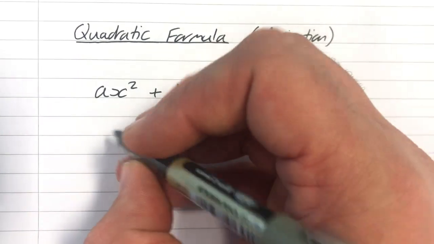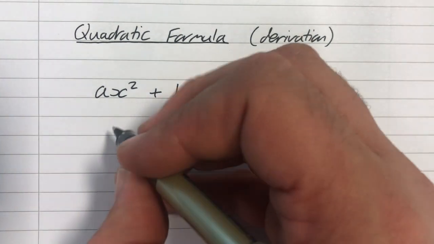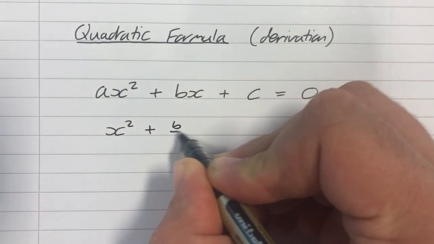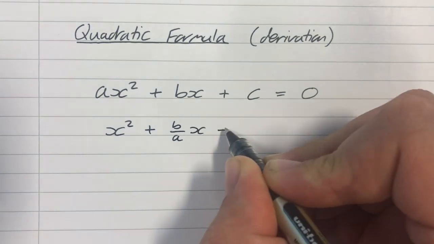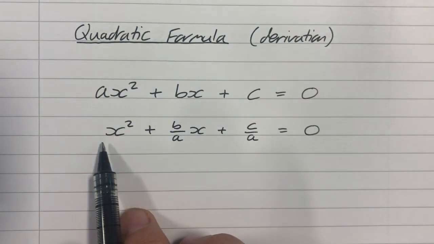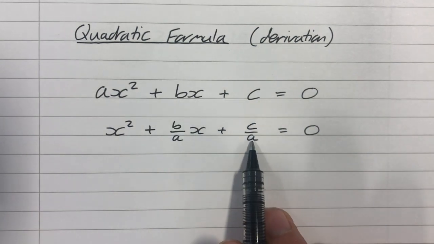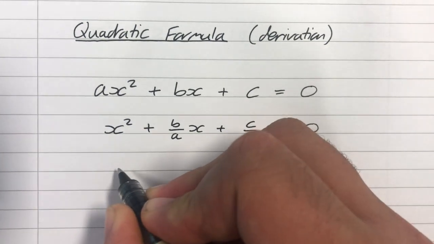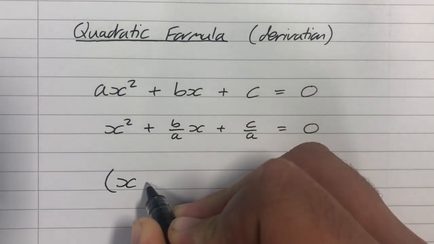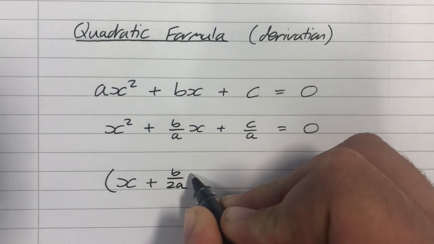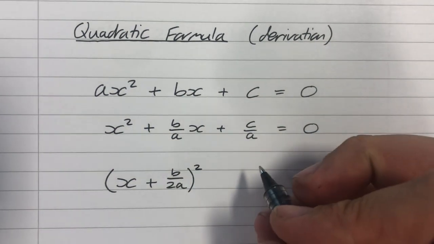So first of all, I'm going to take this equation, I'm going to divide it by a, which we've already established is not 0, otherwise it wouldn't be quadratic. Okay, so that divided by a, the a disappears, b on a and c on a. I'm now going to complete the square on this. So to complete the square, I put x plus half the coefficient of x. So it's b on 2a, and I'll square that.